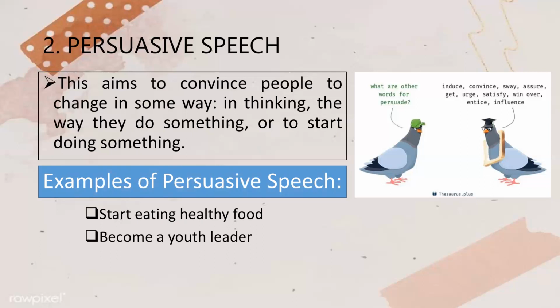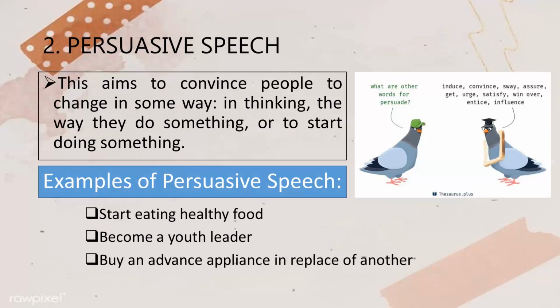So next, we have become a youth leader. There are various seminars and workshops to become a youth leader. So, leadership seminars. Such activities explain how to become a leader and what characteristics should be seen in a leader. If you were persuaded by that, and you also do what it takes to become a good leader, then you were also persuaded by the speech.